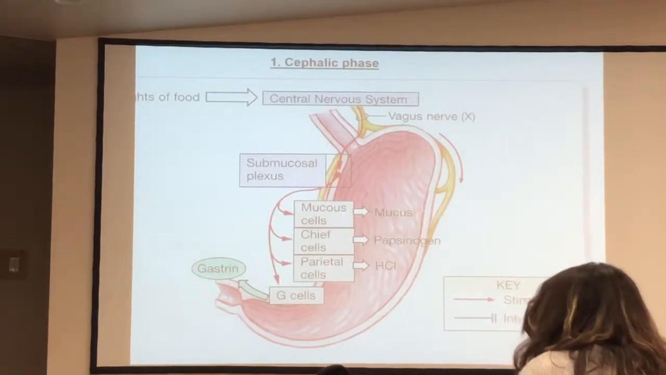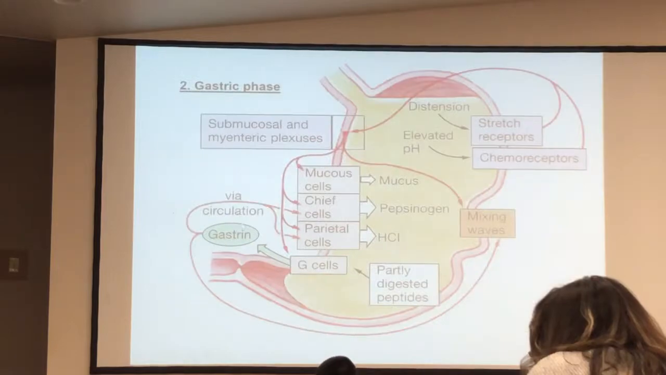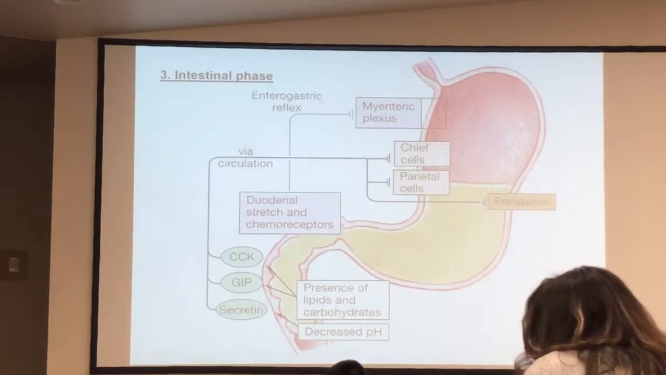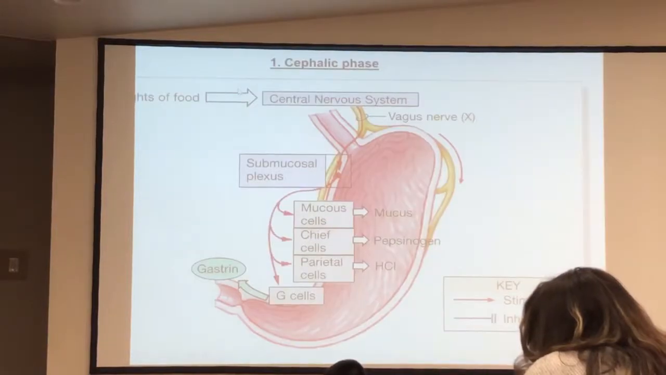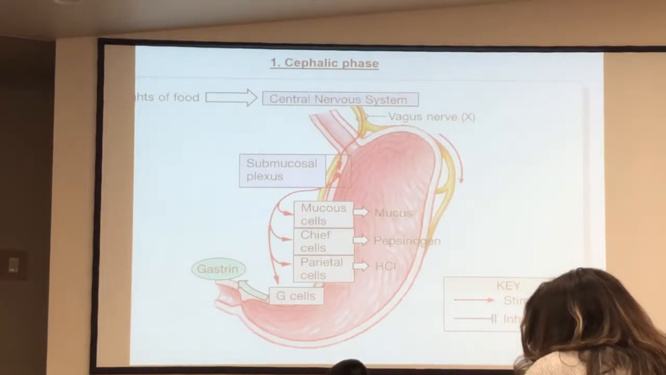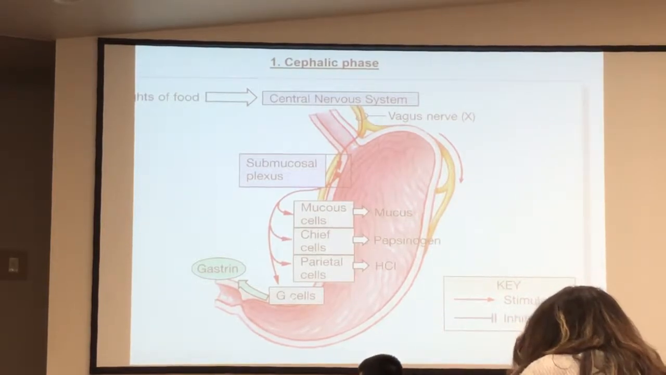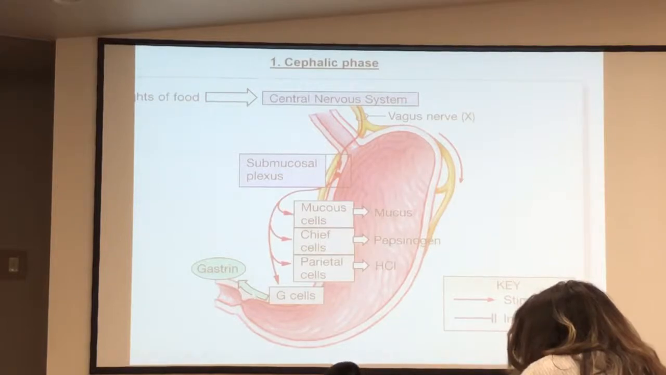The food reaching the stomach is divided into three phases: cephalic, which always means head, gastric in the middle, and intestinal phase. In the first phase, we only have food in the mouth, and then the vagus nerve already tells the stomach that the mucus cells, chief cells, and parietal cells should get ready to work. The G cells produce gastrin. Gastrin goes into blood circulation and will cause more movement and also stimulate all the cells.